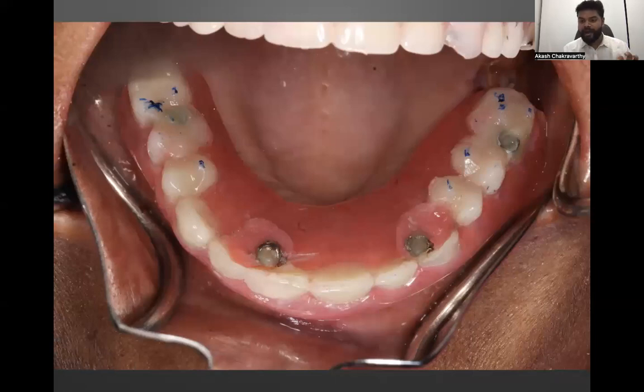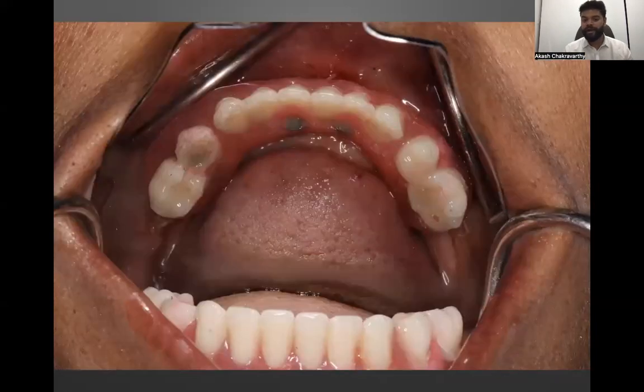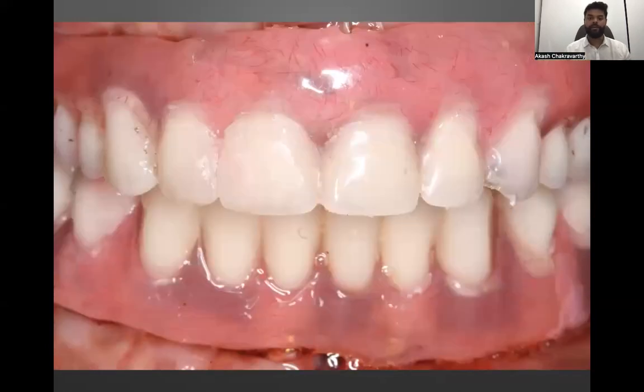Now this is the upper arch with converted denture. You notice the implant positions. We have good AP spread and good occlusal placement of implants. And this is the lower arch converted. Okay, this is upper and lower converted prostheses.